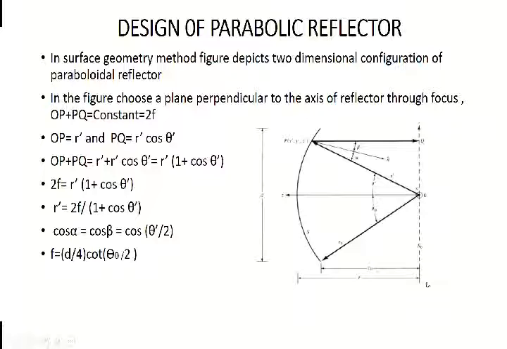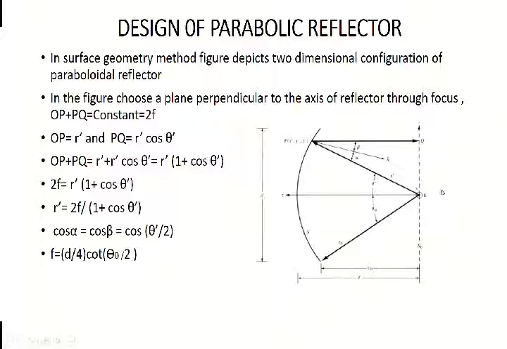How to design a parabolic reflector? In this diagram, this is a parabola. So in the parabola, we have drawn a perpendicular representation. So this is a surface geometry method. It is a 2-dimensional configuration. Now I am choosing this axis. This is marked as O, and this P and this Q. Let me choose this triangle. So OP is marked to be R dash, and PQ is marked to be equal to R dash cos theta, because this and these are parallel lines. So adding both, I can take out R dash (1 plus cos theta dash).